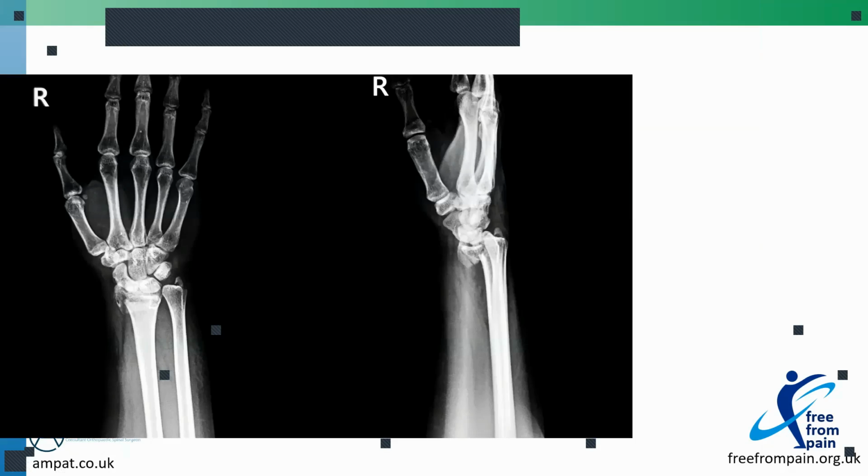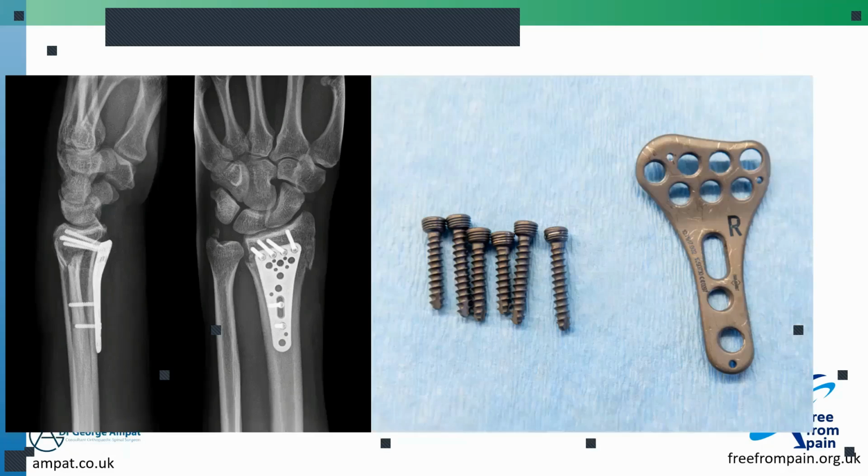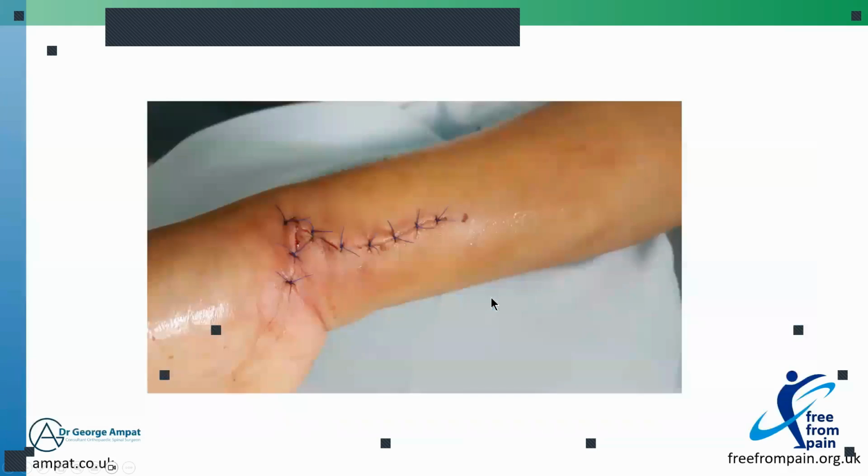And this is a volar button. Sometimes you may need to fix these with a plate and screw. So now we have locking plates, which means the head of the screw also has threads which can thread into the plate. So it keeps the whole device in a locked state. That may be the post-operative picture.